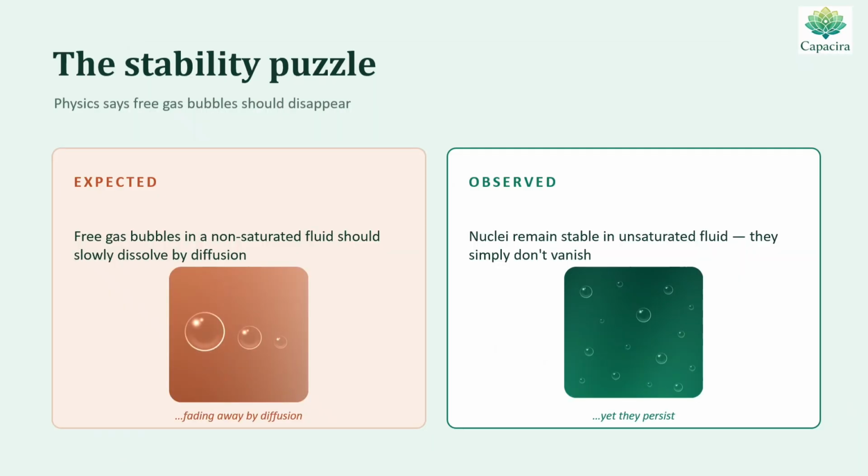This slide compares expected versus observed. Expected by physics: if water is not saturated with air, gas molecules diffuse from the bubble into the surrounding liquid. Diffusion means molecules naturally move from higher concentration to lower concentration. Therefore, the bubble becomes smaller and then disappears.